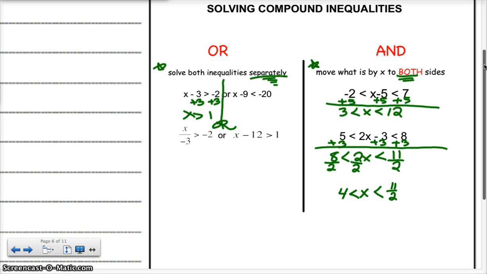Now I have another one. I'm going to add 9, add 9. What's that, -11? X is less than -11. There's my final answer. So my OR statements, I create that little T-chart and just solve them both separately.